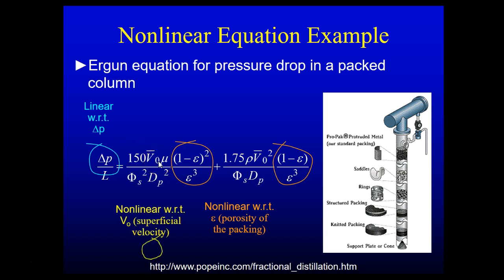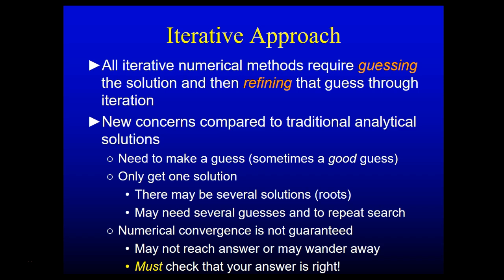Similarly, for things like the superficial velocity, the vapor flow rate in the packed column or liquid flow rate, this is also going to be nonlinear, because you have a term here and a term here that make it more difficult. Again, they're quadratic based, so we might be able to get some solutions analytically. But in the long run, it may just not be worth it to try to solve this analytically when we just care about the final answer.